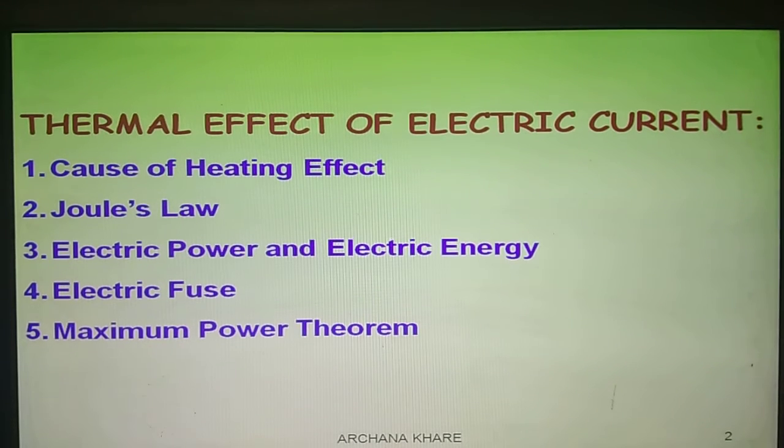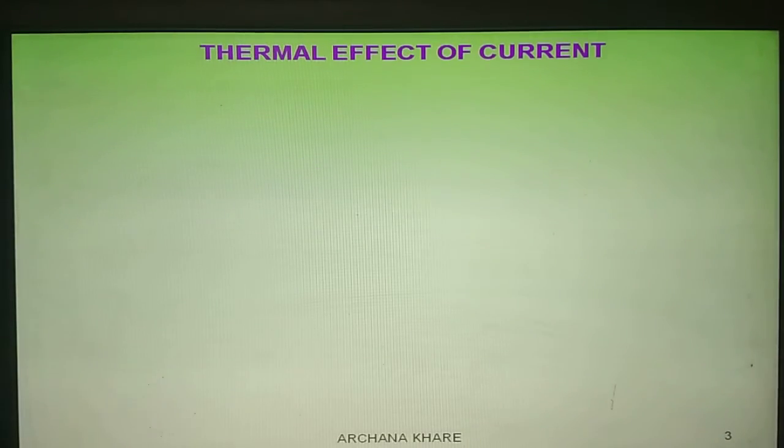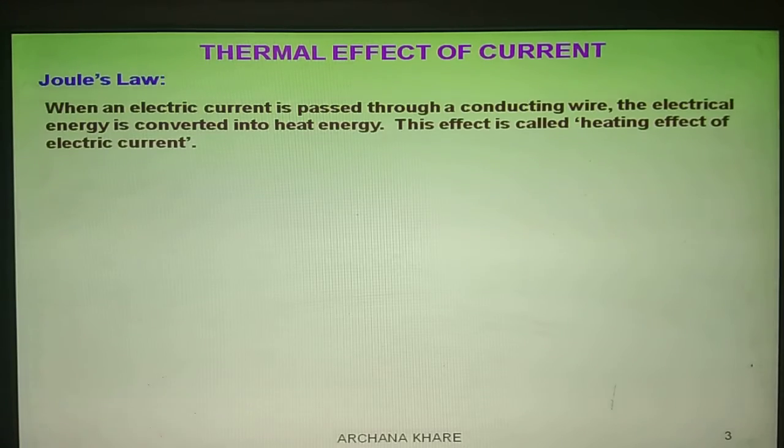Welcome students. In continuation to the magnetic effects, we are now going to deal with the thermal effects of electric current. The subtopics that we are going to cover are the cause of heating effect, Joule's law, electric power and electric energy, electric fuse, and maximum power theorem. So to begin with, the thermal effects of current, we have first the Joule's law.